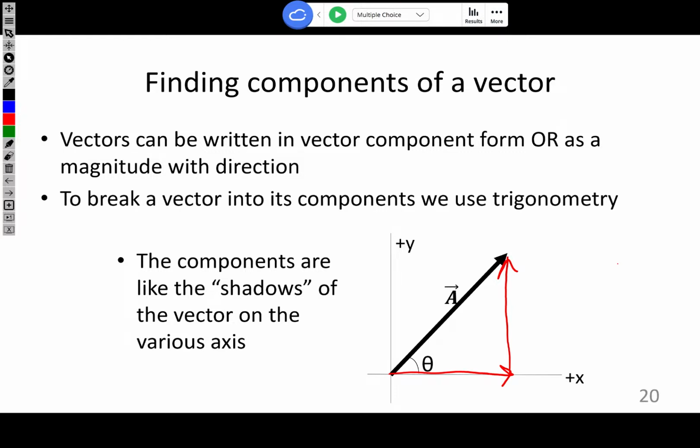So the math will not give you, and this is something I'm going to stress, the math will often not tell you whether your x component is positive or negative. It won't tell you whether your y component is positive or negative. You have to assign that yourself based on the picture. That's something I'll stress to you, and you'll see again and again when you're solving problems.